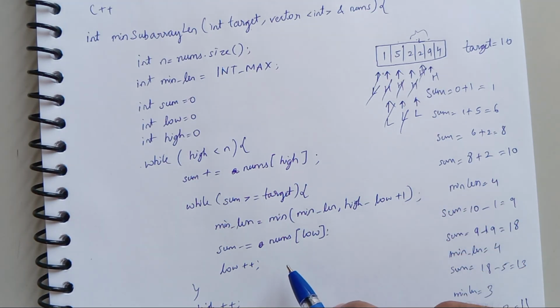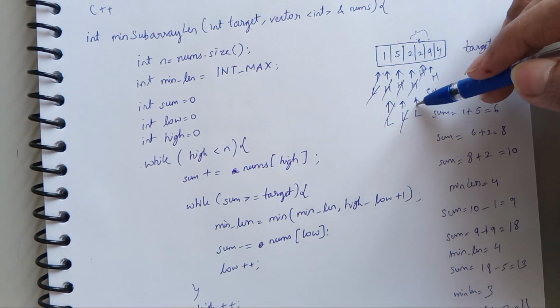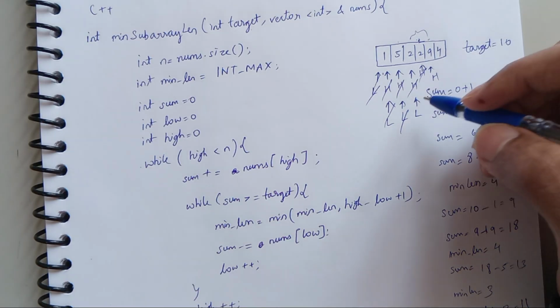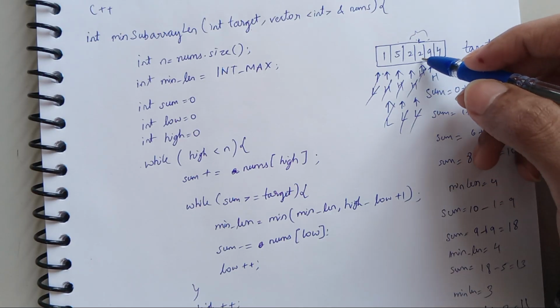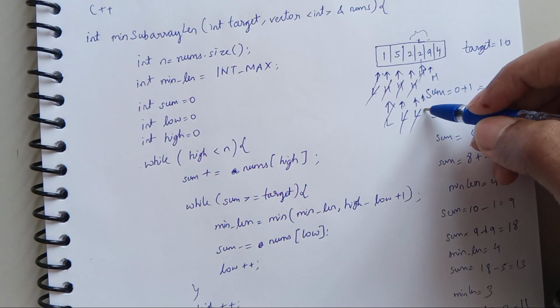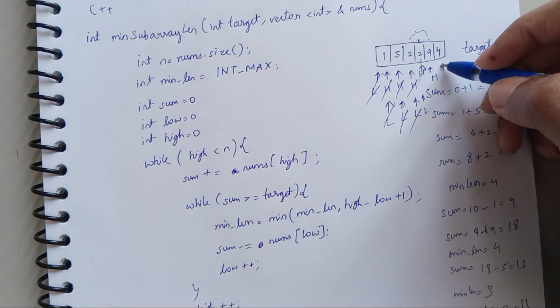Sum is equal to, we remove the second element. Now this one element, we are at the fourth position. So sum will be 11 minus 2, which is 9, and we do low plus plus. We cut here, and we are at the fourth position. Now if we check sum greater than or equal to target, no. We come to the array and we do high plus plus. So high will be here.